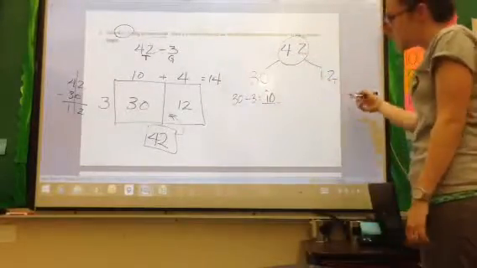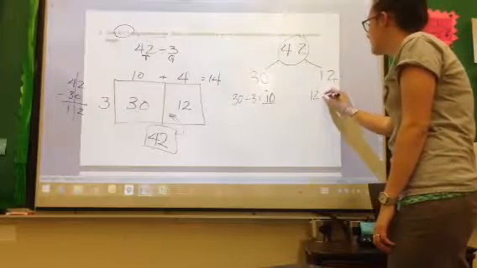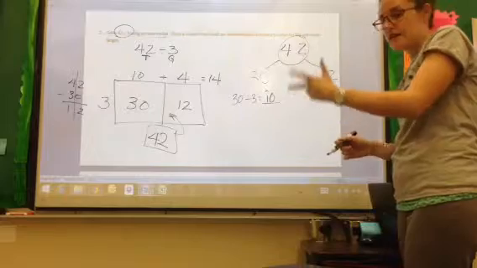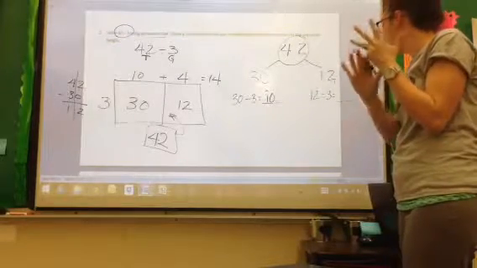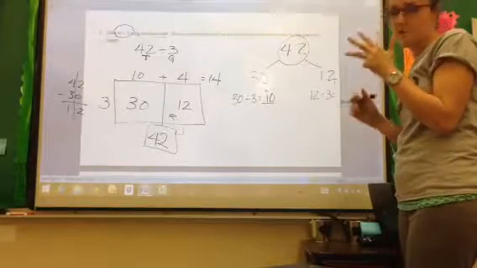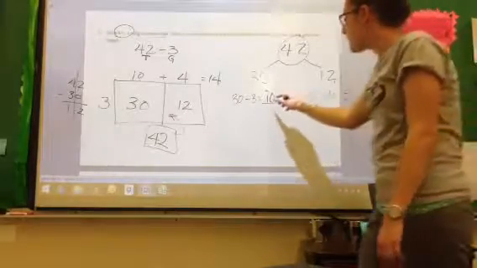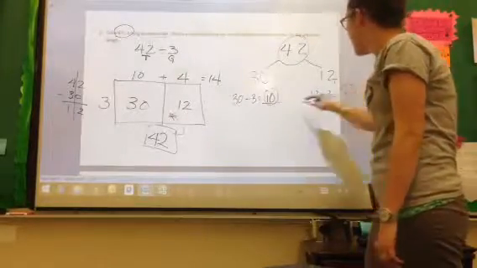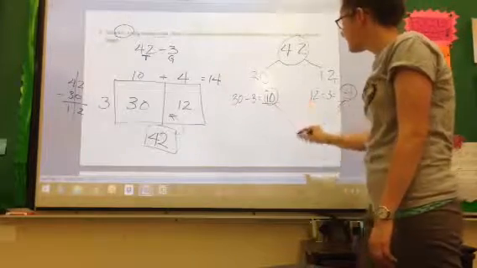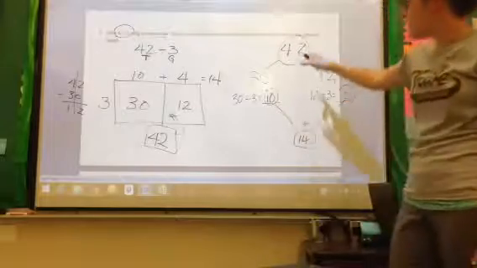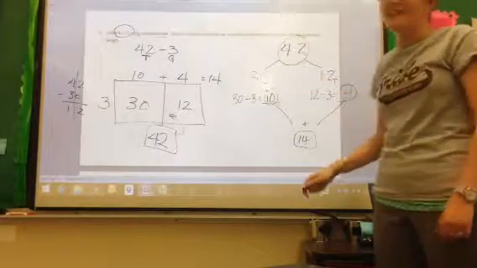Now let's do the same thing on the other side. 12 divided by 3 equals what? 3, 6, 9, 12. There are 3 groups of 4 in 12. All right, but now I've got these 2 parts. I pulled it apart, and now I have to put it back together. 10 plus 4 is 14. So I know that 42 divided by 3 equals 14.